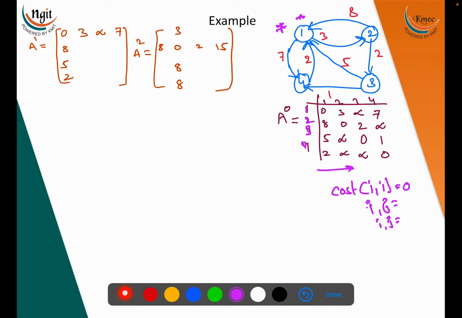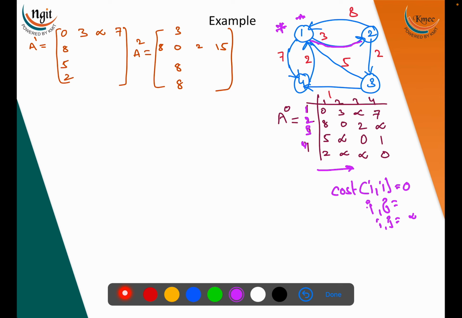I comma j will be infinite if there is no edge. Correct? Now, these are the values I have taken from the graph. So 1 1 is 0, 2 2 is 0, 3 3 is 0, 4 4 is 0. For 1 to 2 there is a path. In this direction you can see that for 1 to 2 there is a path.